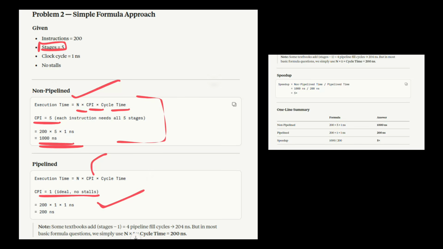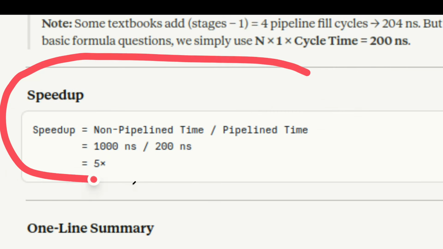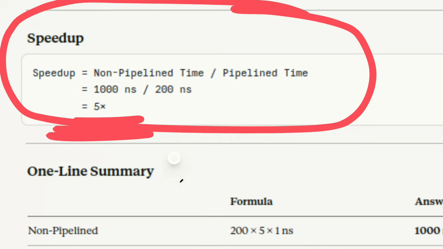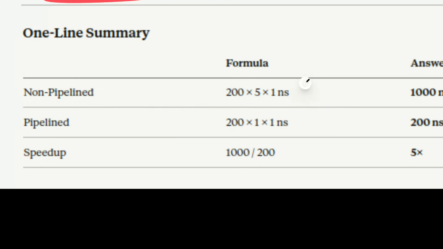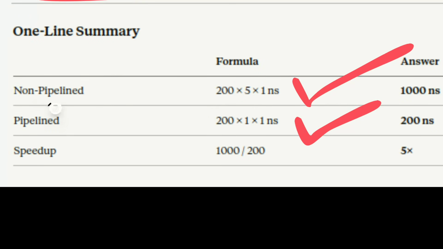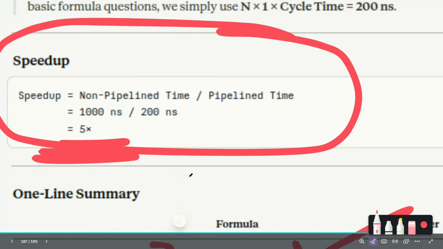So how do we calculate speed up? Now this is the speed up formula. Speed up is non-pipeline time divided by pipeline time. That is 5. This is the speed up. First for non-pipeline, you calculate 200 into 5 into 1. For pipeline, you calculate 200 into 1 into 1. So speed up would be the division of non-pipeline by pipeline. This much we have understood.